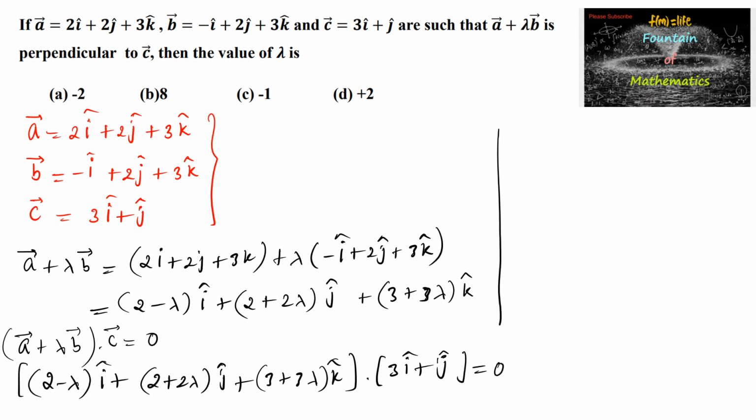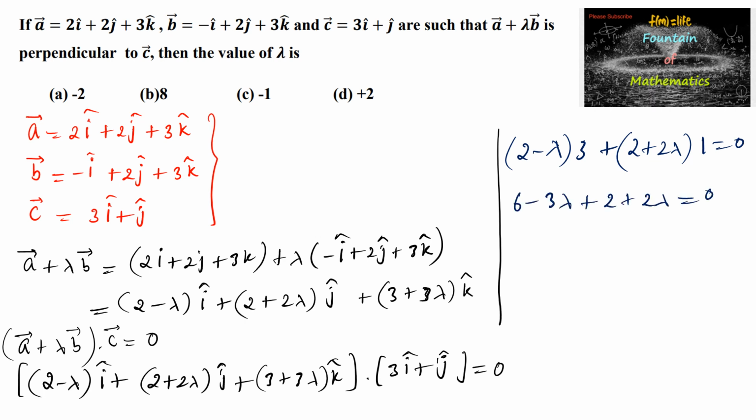So we can write 2 minus lambda into 3 plus 2 plus 2 lambda into 1 is equal to 0. That is 6 minus 3 lambda plus 2 lambda is equal to 0. Or we can write 8 minus lambda is equal to 0, or lambda is equal to 8. So the value of lambda can be taken as 8, option B.